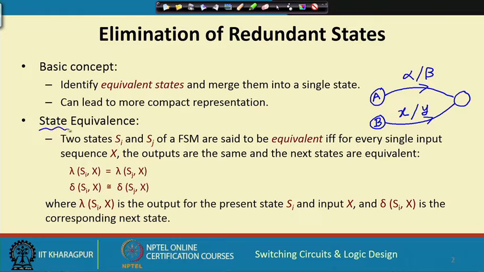We talk about something called state equivalence. Here, we are saying that two states S_i and S_j, they are said to be equivalent if and only if for every possible input sequence. For example, this alpha and x, these are some input sequences. What I am saying is that for every possible input sequence, let us call it x, the outputs will be the same and the next states are equivalent.